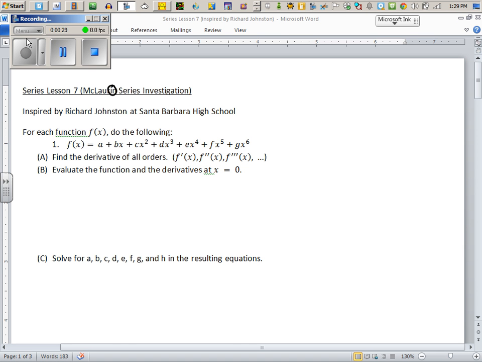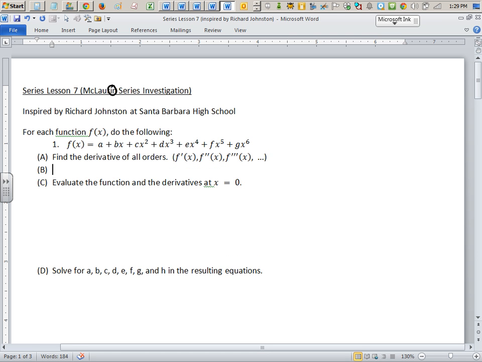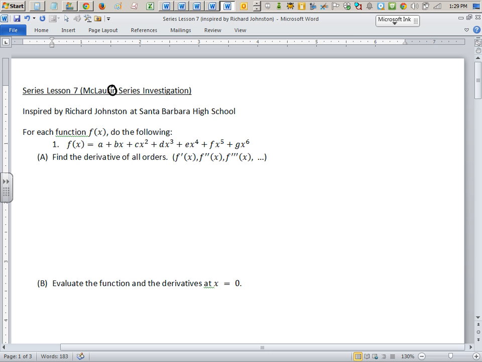Okay, so the first thing it says to do on this worksheet is to find the derivatives of all orders. All orders. So that just means since this has 6 powers of x, you're going to find the derivative 6 times. Okay? So let's see what happens.